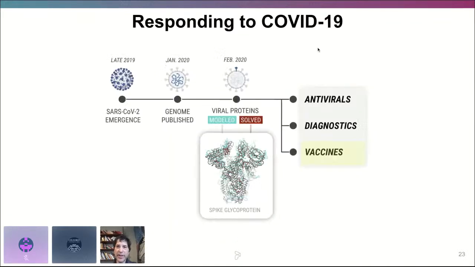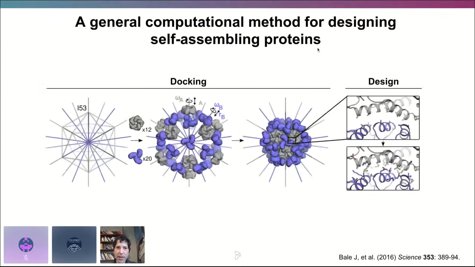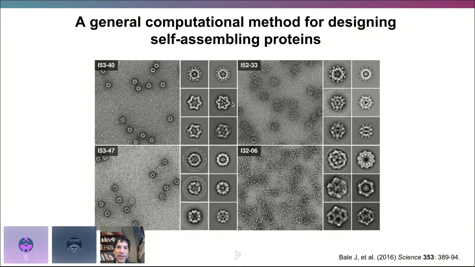And the final area I'll tell you about is vaccines. Over the years, we've been developing methods for designing self-assembling nanoparticles. Here, this is an icosahedron designed from a pentamer and a trimer. We've designed interfaces between these that direct formation of this icosahedral cage. And when we make these proteins in E. coli, they assemble into these very homogeneous nanoparticles. Images are shown here.